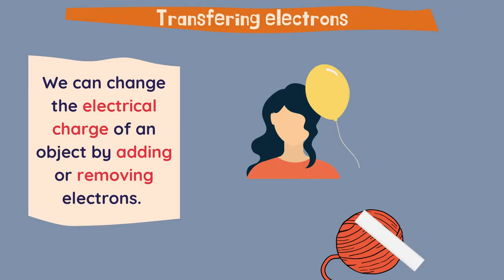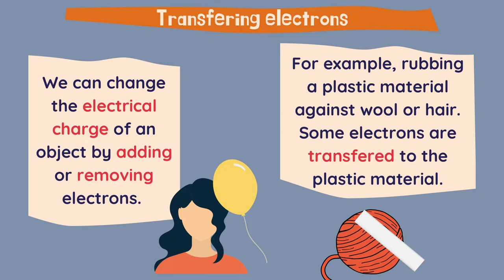Let's move on now to transferring electrons. We can change the electrical charge of an object by adding or removing electrons. For example, rubbing a plastic material against wood or hair, some electrons are transferred to the plastic material. If we rub this balloon against our hair, some electrons from our hair will go to the balloon, so the balloon will have a negative electrical charge with the electrons that have been transferred to it.